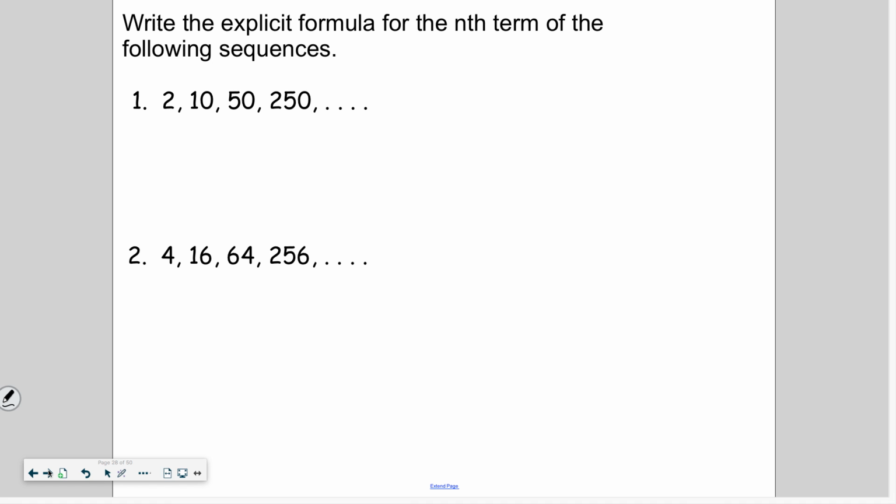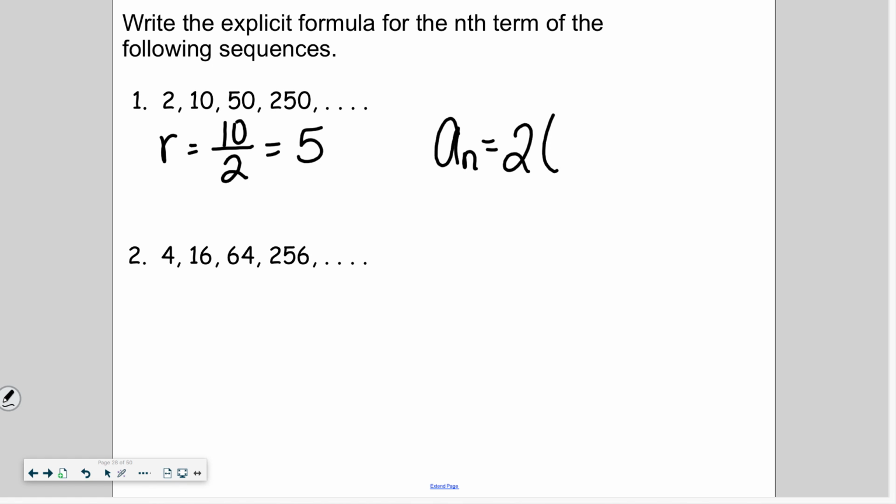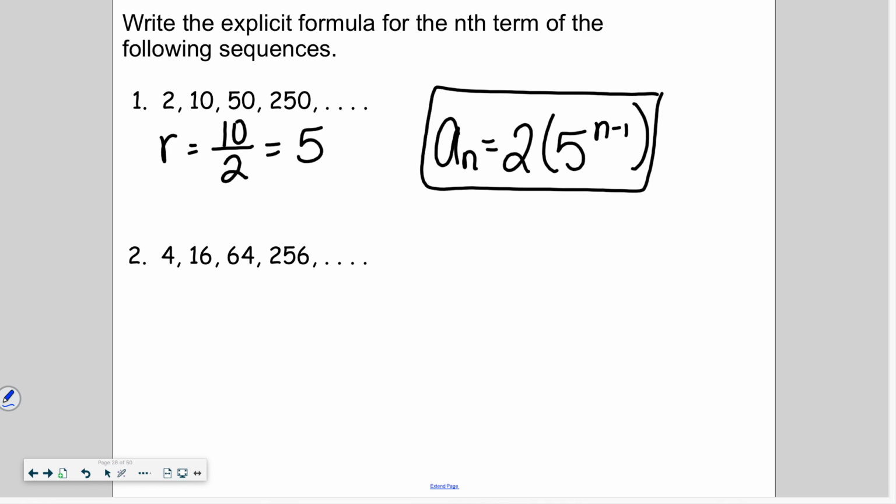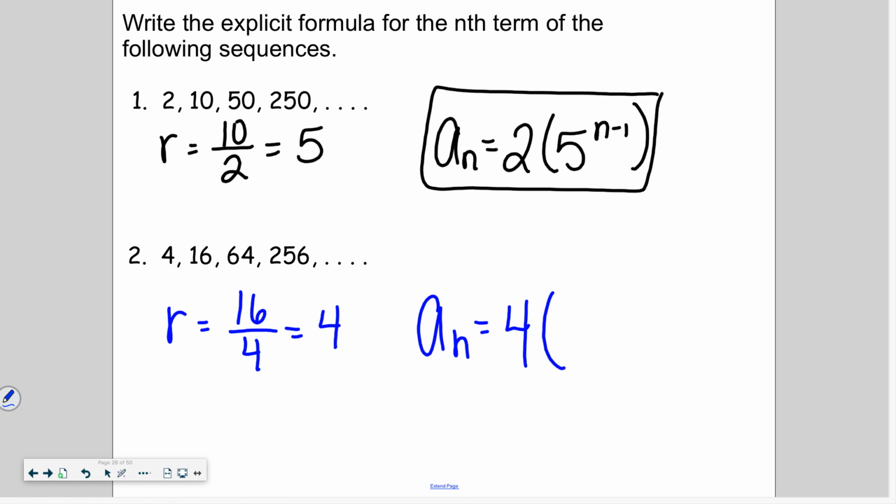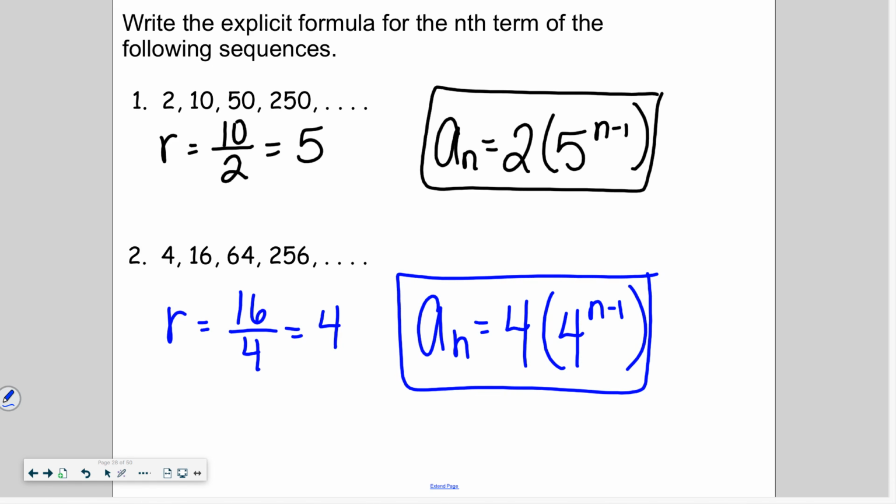All right. I want you to try the next ones on your own. However, I'm going to go ahead and do them real quick just so you have them. So pause the video, try these, and then see if you've got it. So r is 10 divided by 2, which is 5. So my explicit formula is a sub n is equal to my first term, which is 2, my ratio is 5, n minus 1. That's it. All right, for the other one, r, 16 divided by 4 is 4. So a sub n is equal to my first term, which is 4, and then my ratio is 4, n minus 1. And that's it for that one.